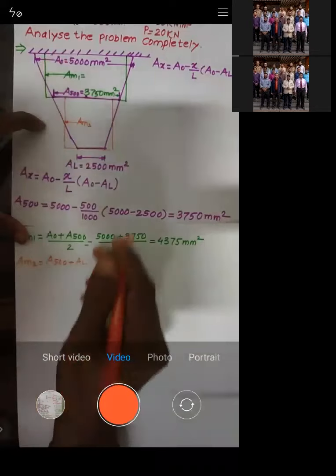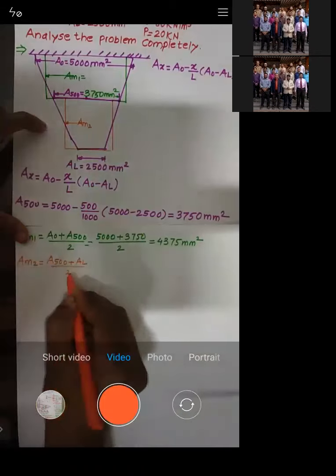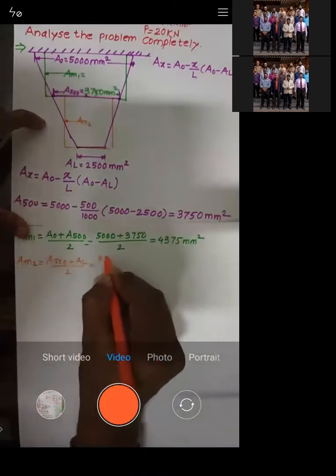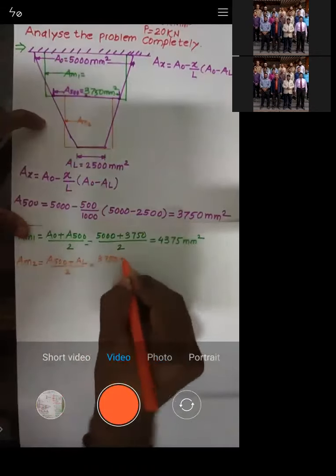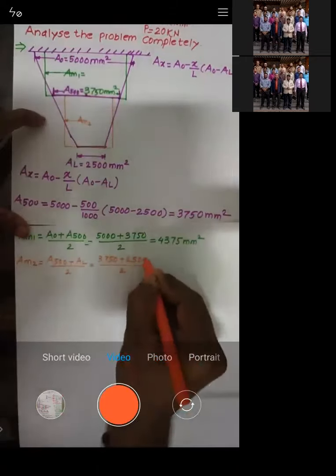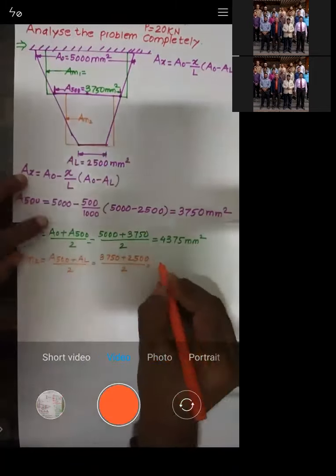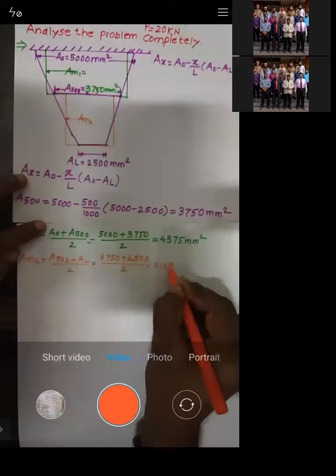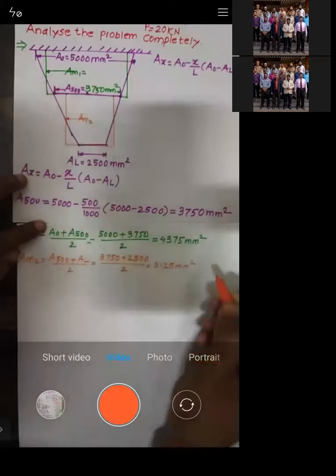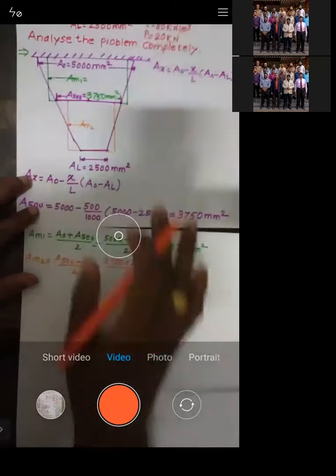A500 and AL, that is 3750 and 2500, right? By 2. So it is 3750 plus 2500 divided by 2. So we will get this value as 3125 mm square. So this is the value which we got, right?